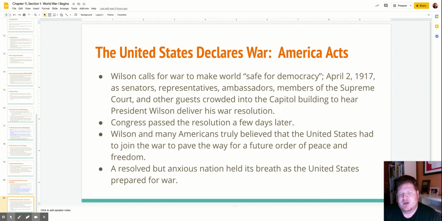A resolved yet anxious nation held its breath as the United States prepared for war. We didn't want to join the war, but Germany kind of forced our hand with their submarine warfare. All right, that does it for section 1. We'll do section 2 tomorrow.